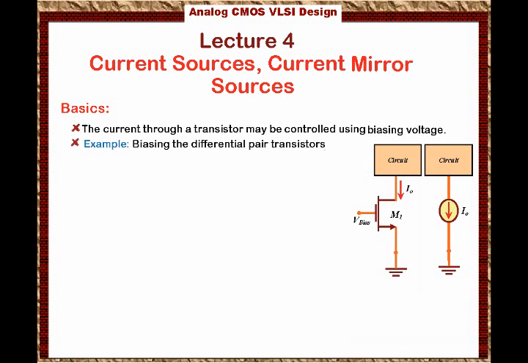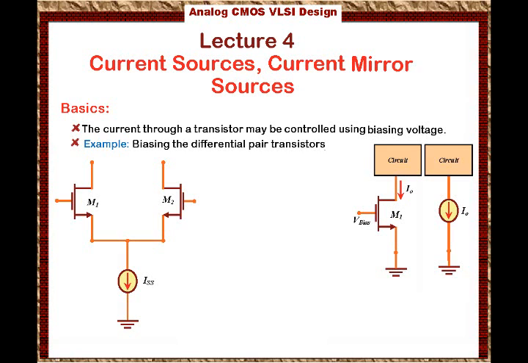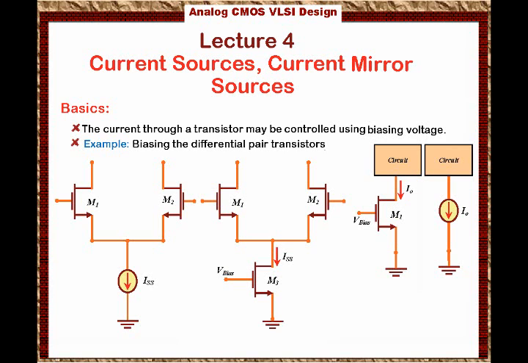Remember, in the differential amplifier we said we have transistors M1 and M2 connected to the current source, and the current through that current source is ISS. Now if we would like to implement the current source, what we do is we replace this current source with a transistor. We're going to call it M3, and we will bias that transistor at V bias such that the current flowing through this transistor is ISS. That's how we implement the current source.